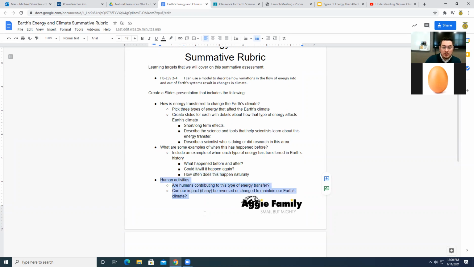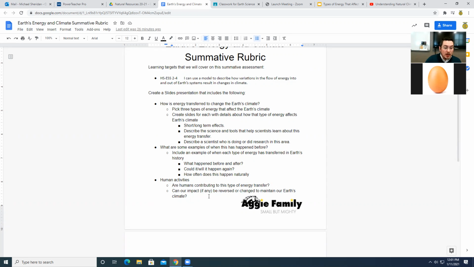Then I want you to focus on human activities in relation to this, to the types of energy that you choose. Are there ways that humans are affecting this type of energy, and how so? Is there a way that if we changed our behavior, we could reverse the process of what's happening in order to maintain that natural climate change? Or is it something that we can affect in a positive way, rather than if we've impacted it negatively?